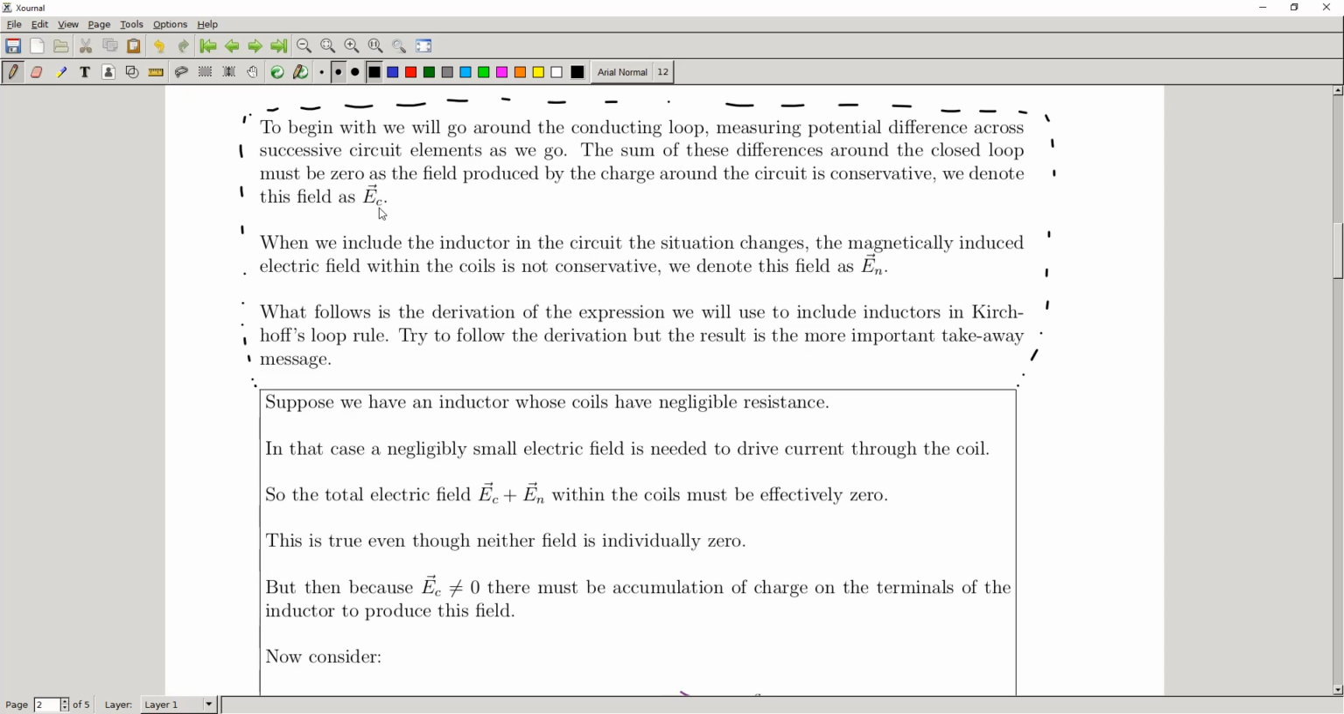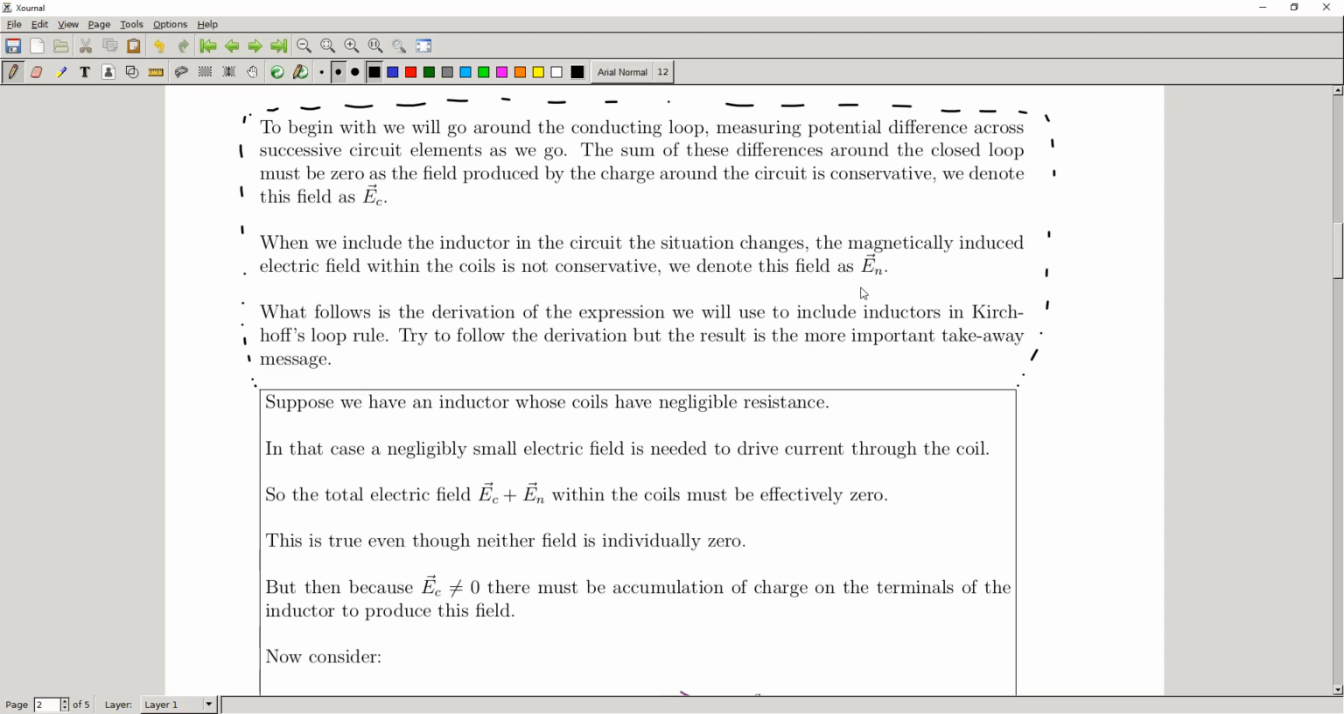Okay. When we include the inductor in this loop, let's say we have a loop, we then plug an inductor into the loop, the situation changes a little bit. The magnetically induced electric field within the coils is not conservative. We talked about this before, right? So we have this non-conservative electric field, which we give this symbol, electric field non-conservative. And so we now have this conservative electric field and this non-conservative electric field.